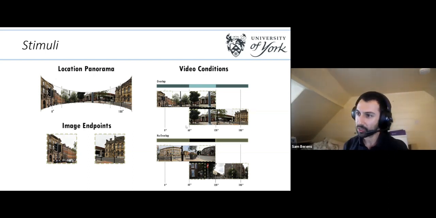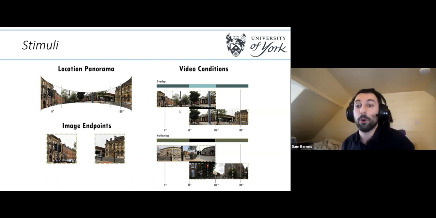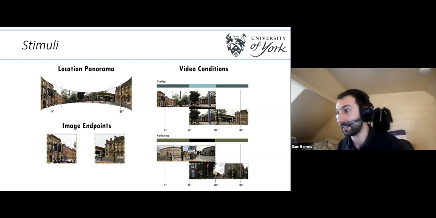So by recognizing that there's this visual overlap between those 2 video segments, participants could learn or infer that these 2 endpoints were from the same location. And hopefully that would actually increase the similarity, the representational similarity between them, if they're forming an allocentric representation of this location as a whole.